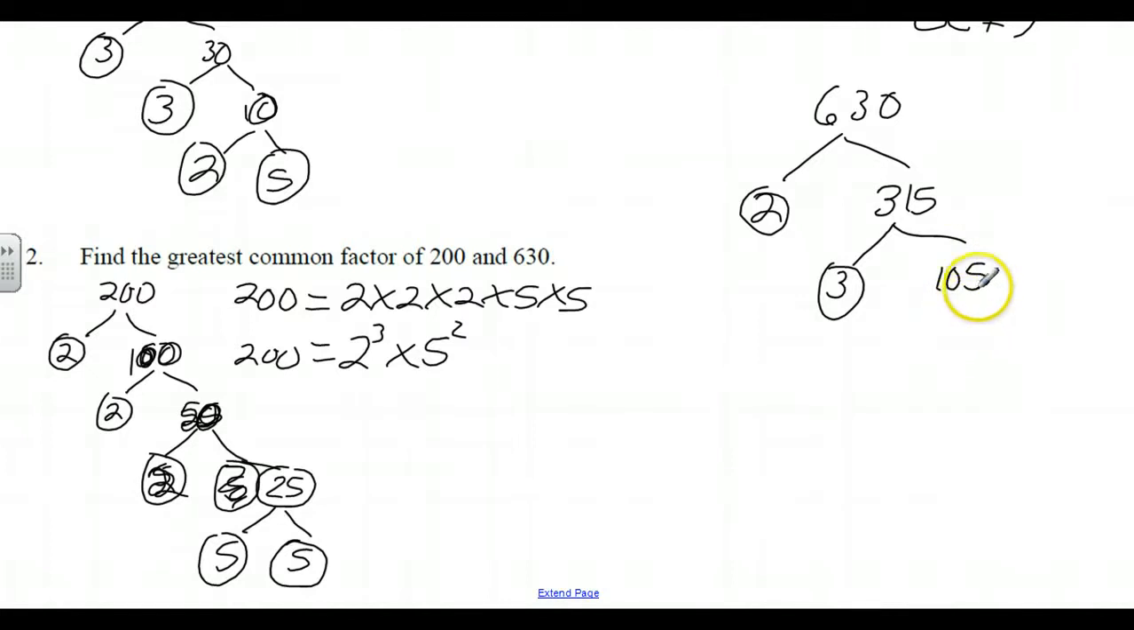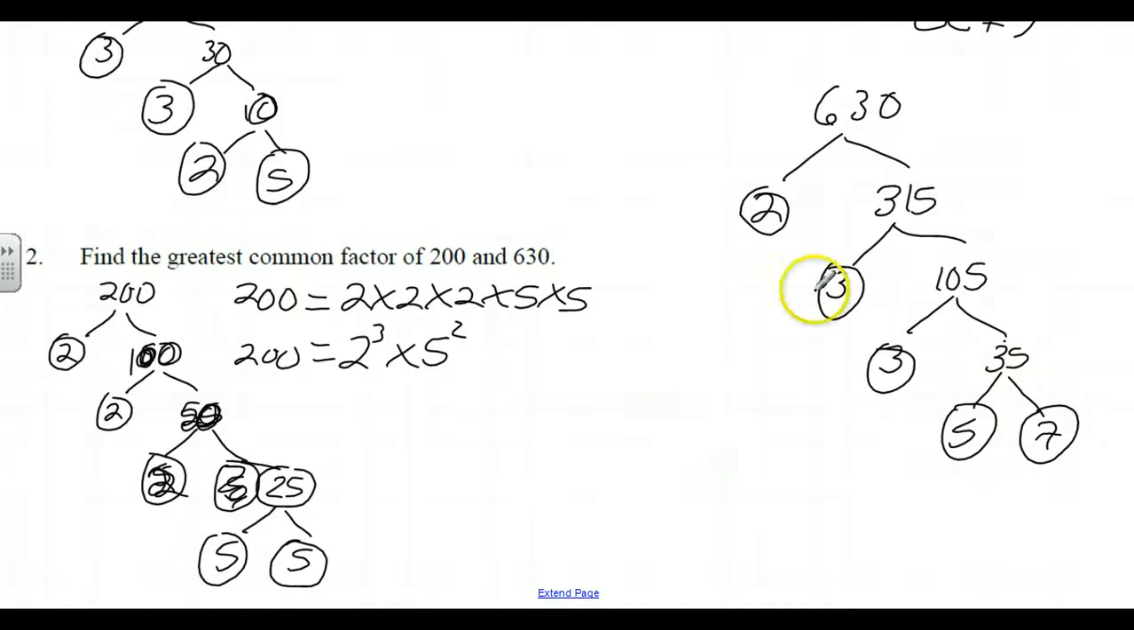Is 105 prime? Probably not, because we know that 5 goes into it. But does 3? And 3 does go into it, and it goes in 35 times. 35, not prime. We know that 35 is 5 times 7. So 630, where am I going to write this? How about here? 630 is 2 times 3 times 3 times 5 times 7.